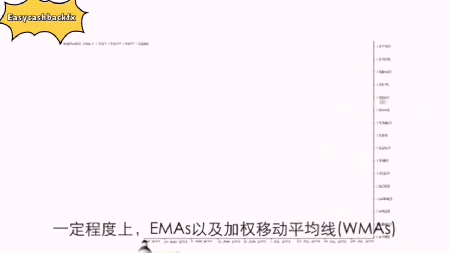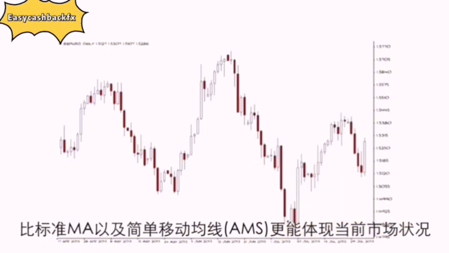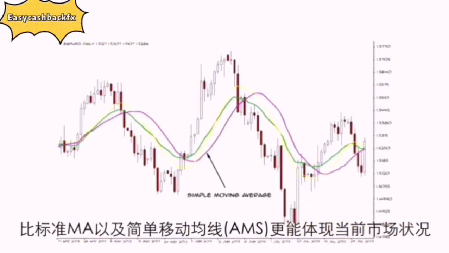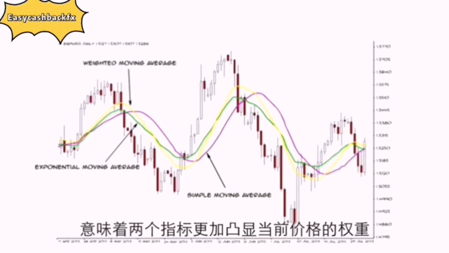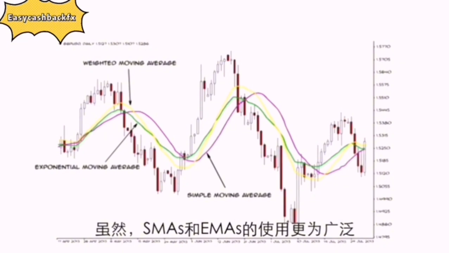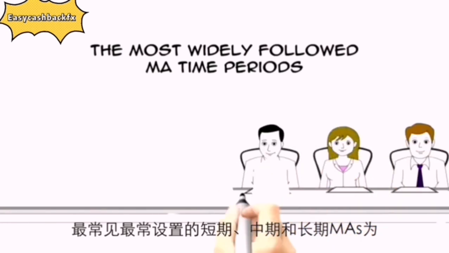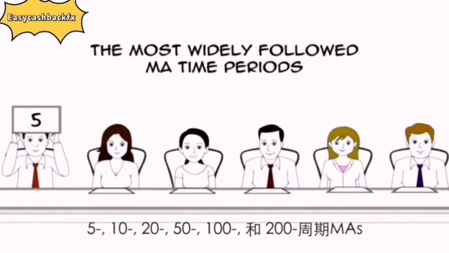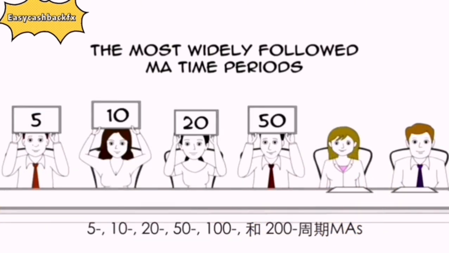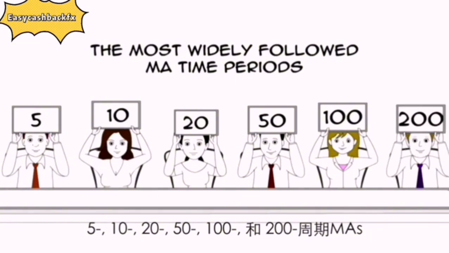Somewhat more responsive alternatives to current conditions than the standard or simple moving average, SMA, are exponential moving averages, EMAs, and weighted moving averages, WMAs, both of which weigh current prices more heavily than older ones. There is no consensus about which is best, although the SMAs and EMAs are more widely used. The most widely followed short, medium, and long-term moving averages are 5, 10, 20, 50, 100, and 200 period moving averages.